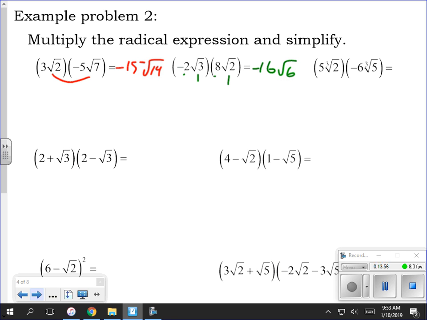I have on the next one cube roots. I can multiply them together because they are cube roots. So the radical portions can be multiplied because they're both cube roots. If I had a cube root and a square root, I would not be able to multiply them. Okay. So once again, I do the numbers in front. 5 times negative 6 is negative 30. Cube root 2 times 5 is 10.